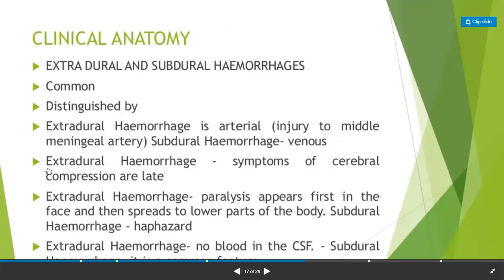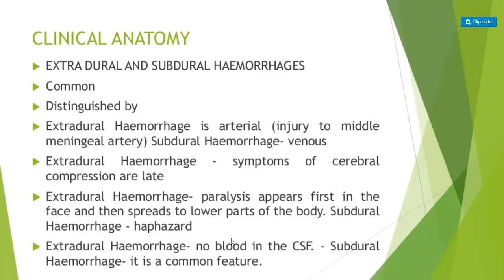In subdural hemorrhage, in extradural hemorrhage, symptoms of cerebral compression are late. In extradural hemorrhage, usually you will see paralysis appearing first in the face and then spreading to the lower parts of the body. Subdural hemorrhages are usually haphazard. In extradural hemorrhage there is no blood in the cerebrospinal fluid, whereas in subdural hemorrhage you will usually see blood-tinged CSF, which is a common feature. Okay.